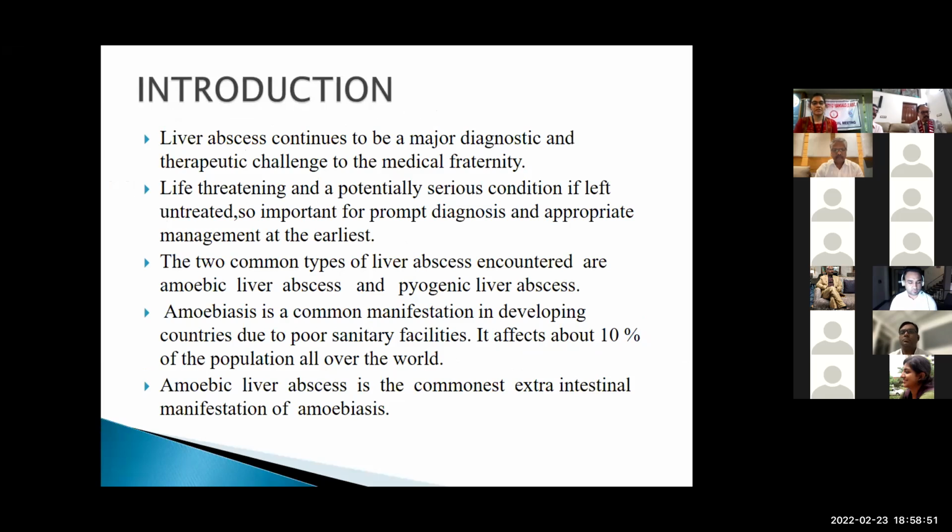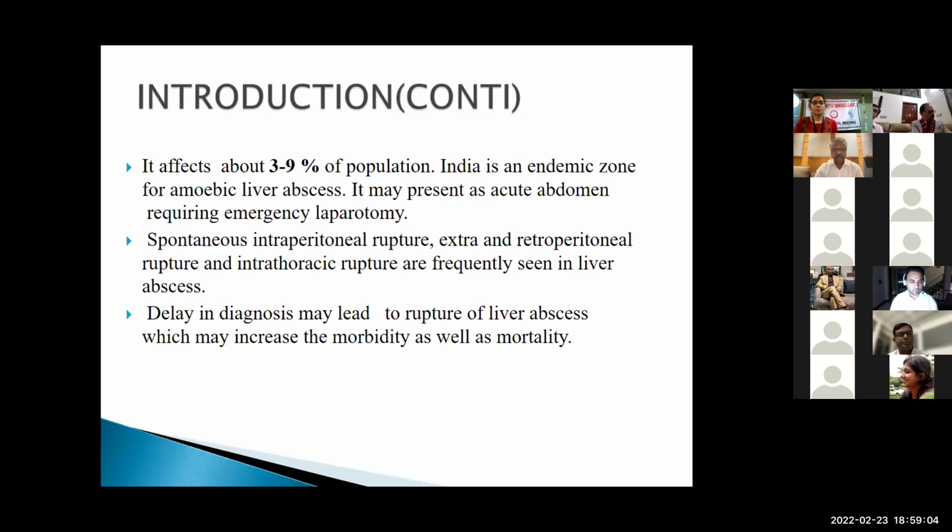Amoebiasis is a common manifestation in developing countries due to poor sanitary facilities, and affects about 10% of the population all over the world. Amoebic liver abscess is the commonest extraintestinal manifestation of amoebiasis. It affects about 3 to 9% of the population. India is an endemic zone for amoebic liver abscess, which may present as an acute abdomen requiring emergency laparotomy.